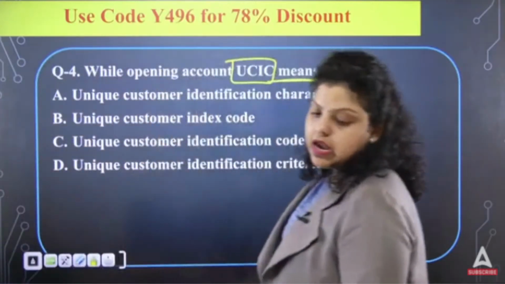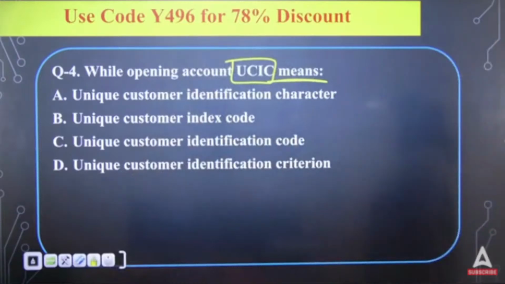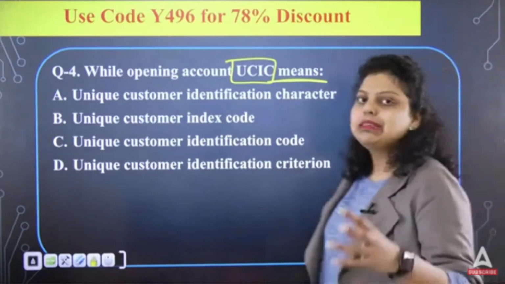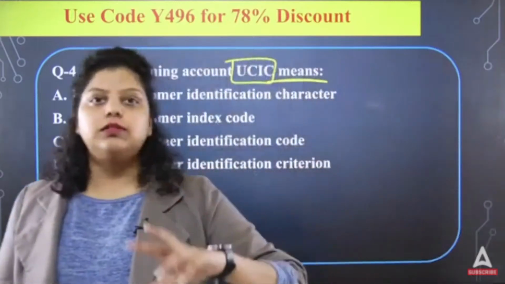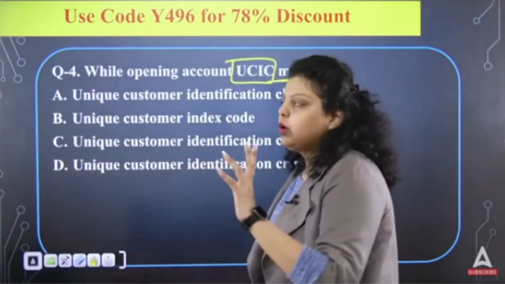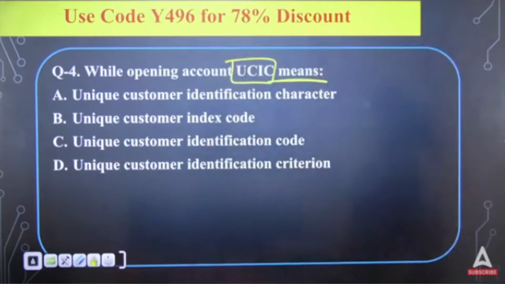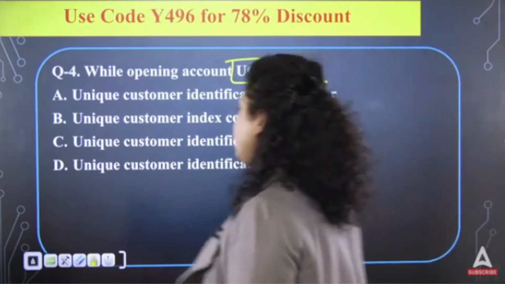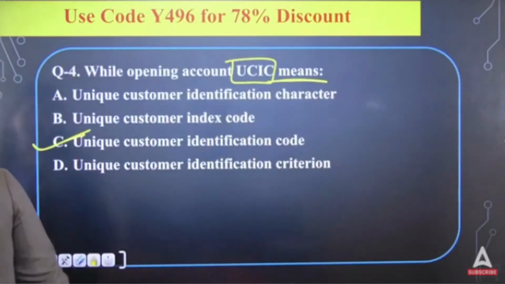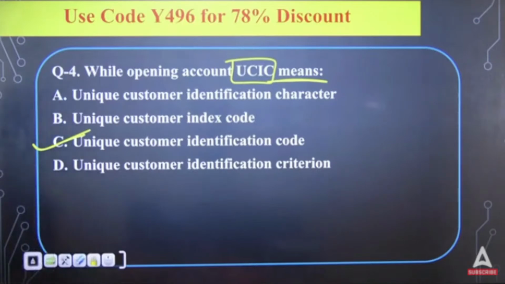Like when you are opening an account of a customer, what does this abbreviation mean? So some questions can be asked from the abbreviations also. So do make sure whatever banking abbreviation, banking terminology or government schemes abbreviations are coming when you are studying your syllabus, then do revise them also, because minimum one question or two questions can be asked from the abbreviation side. So which of the following will be correct? The right answer will be unique customer identification code. So right answer will be your C option, that while opening account UCIC means unique customer identification code. Okay. Next.